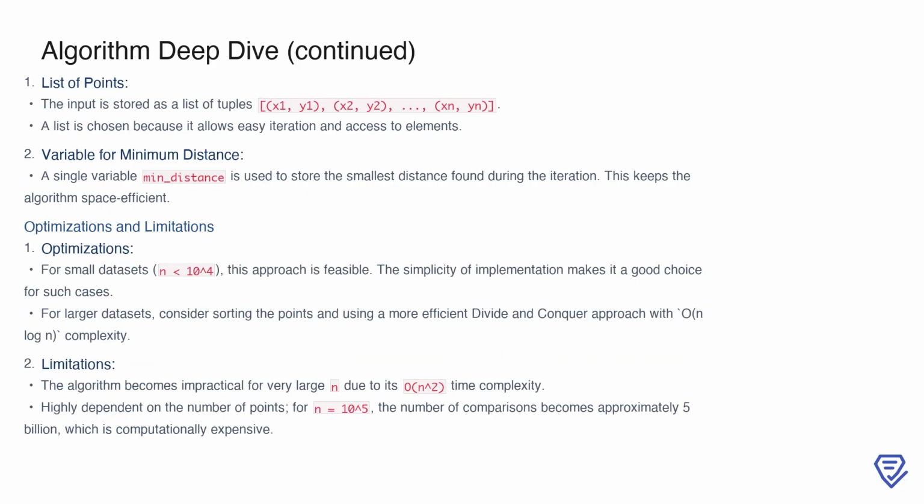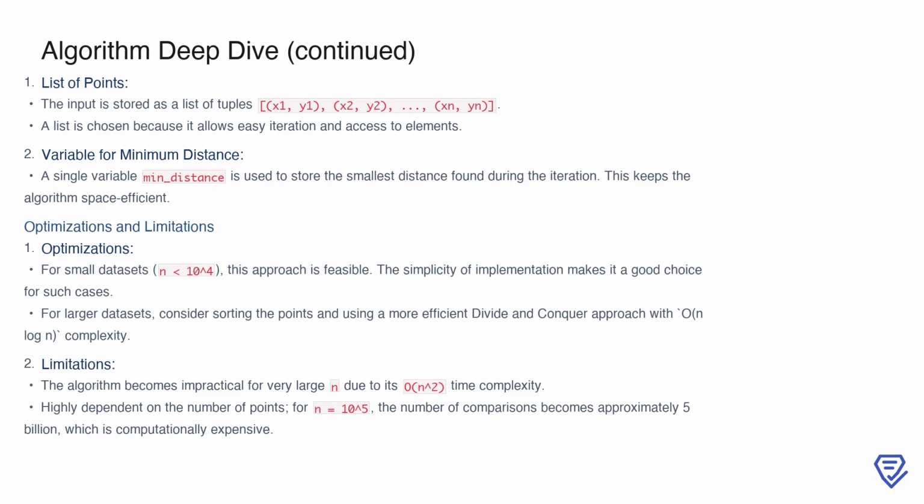The input for this algorithm is represented as a list of tuples, where each tuple contains the x and y coordinates of a point. A list is an appropriate choice because it allows for straightforward iteration and easy access to elements. We use a single variable, min_distance, to store the smallest distance found during the computation. This keeps the algorithm space efficient, as no additional data structures are needed.